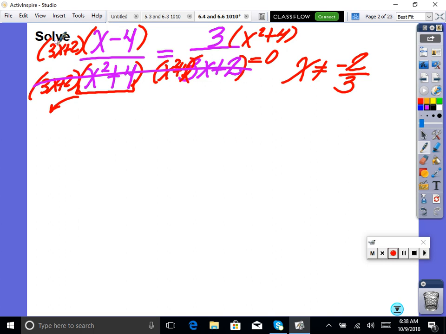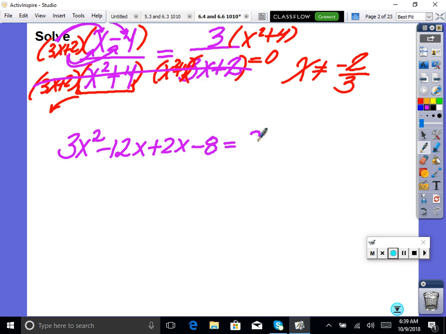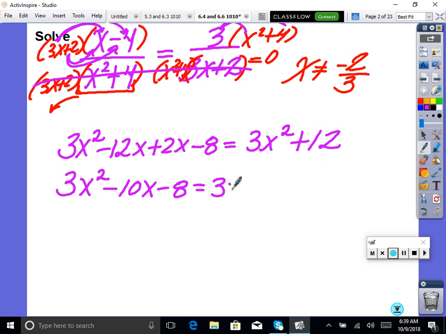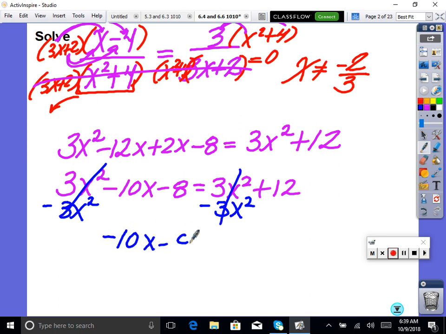So now we're multiplying out the numerator, so that's 3x squared minus 12x plus 2x and then minus 8 is equal to 3x squared plus 12. I distributed. Then you combine like terms. So 3x squared minus 10x minus 8 is equal to 3x squared plus 12. So you'd say, okay, it's a quadratic. Normally when solving a quadratic, we get it equal to 0. But in this case, once again, our quadratic goes away, because when we combine our x squareds, they go away. So then we're just dealing with negative 10x minus 8 is equal to 12.